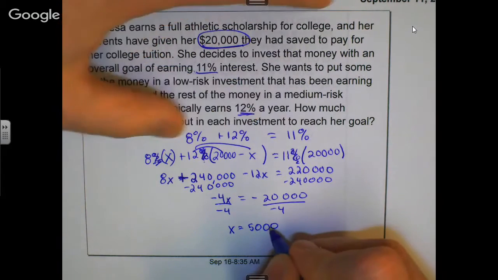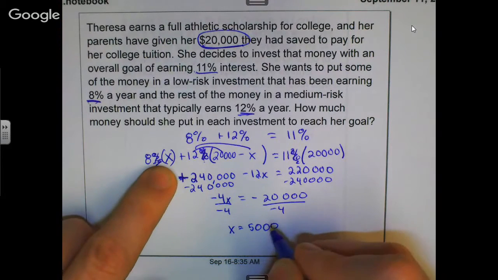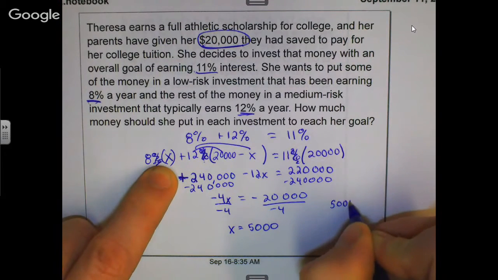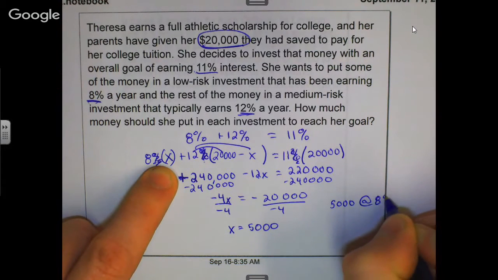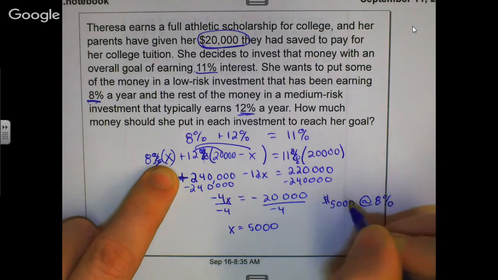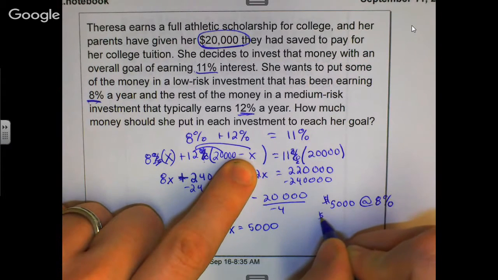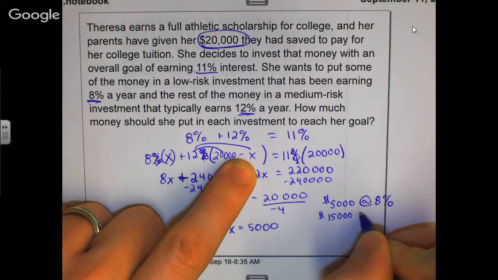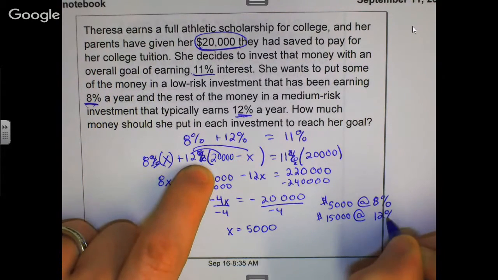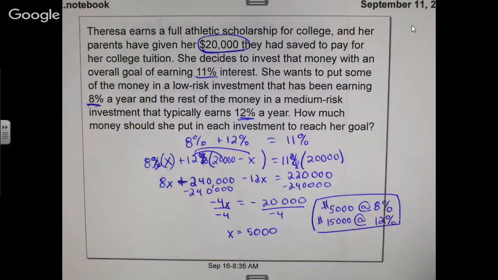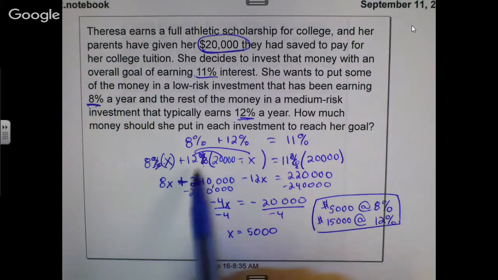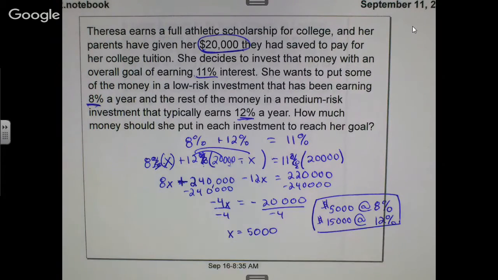So what does this mean? Well, if we look back up here, x went with the 8%. So we'll have $5,000 at 8%. Okay. And then 20,000 minus 5,000 is 15,000 at 12%. So there would be my answer. Okay, so make sure we're not putting in two different labels or two different variables. We have the same variable. This is an x, and this is an x. We've got to have the difference in there somewhere.